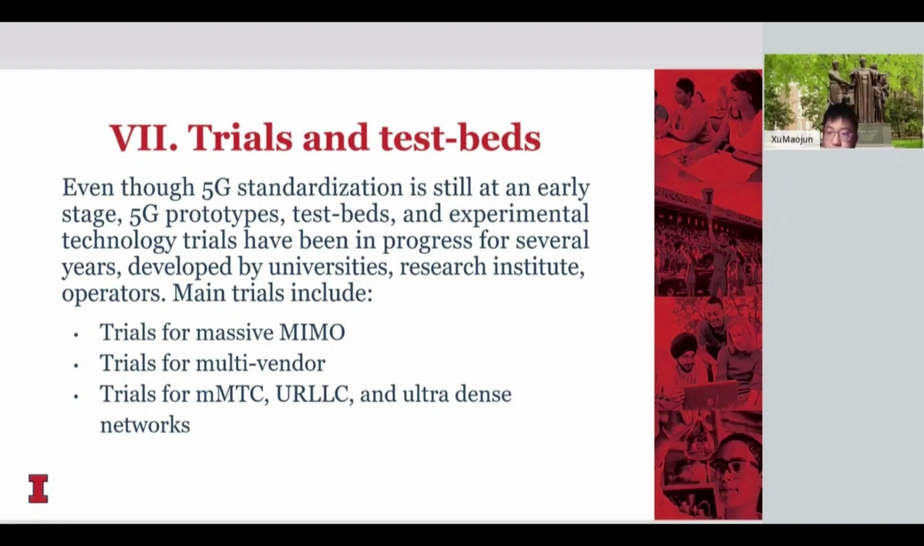The seventh part is trials and test beds. Even though 5G standardization is still at an early stage, 5G prototypes, test beds, and experimental technology trials have been in progress for many years, developed by universities and operators. Massive MIMO and multi-vendor are the most common targets of test beds.